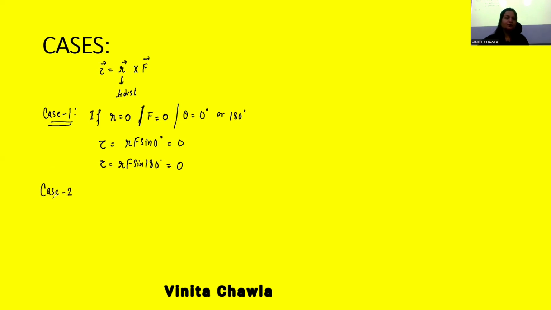Case 2. In the second case, we are taking the angle between vector R and vector F as 90 degrees. So if the angle between R and F is 90 degrees, then what? Sine 90 degrees is 1, and this is the maximum value of sine theta that we can get. So torque is maximum. Torque is equal to RF sine 90 degrees, and sine 90 degrees is 1. So RF is the maximum torque we can have.